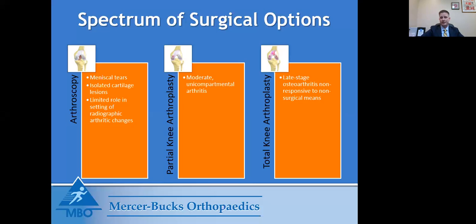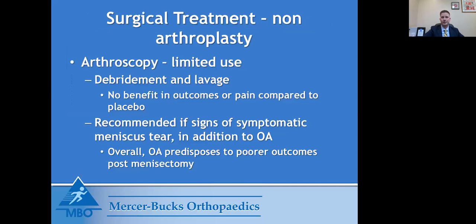Partial knee replacement, or partial knee arthroplasty, is generally performed for what we consider moderate arthritis that is isolated to a single compartment of the knee. And finally, total knee arthroplasty, which is the most common procedure that we do, is for late-stage arthritis that's not responsive to non-surgical means.